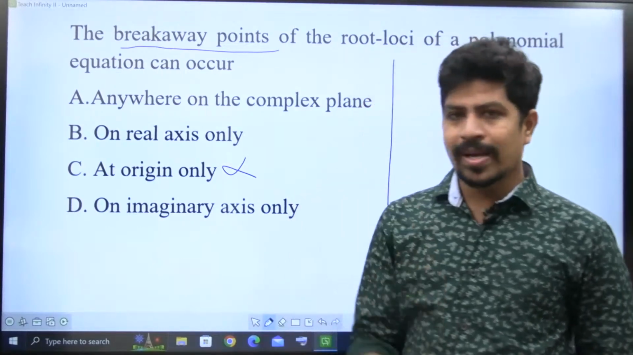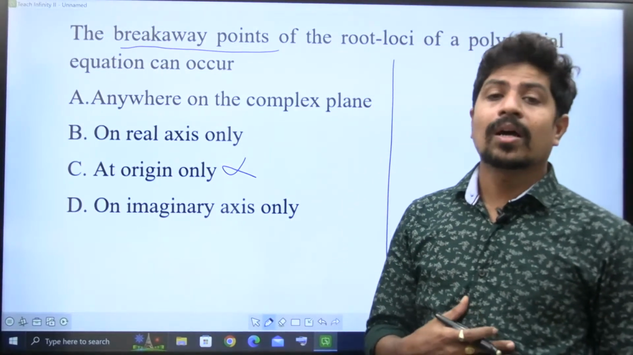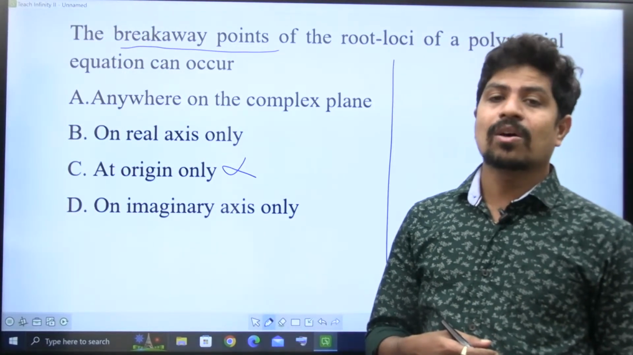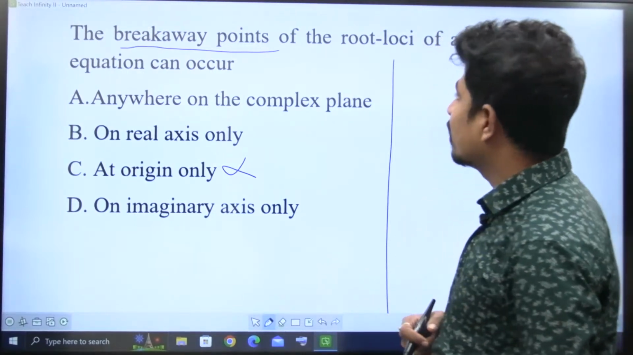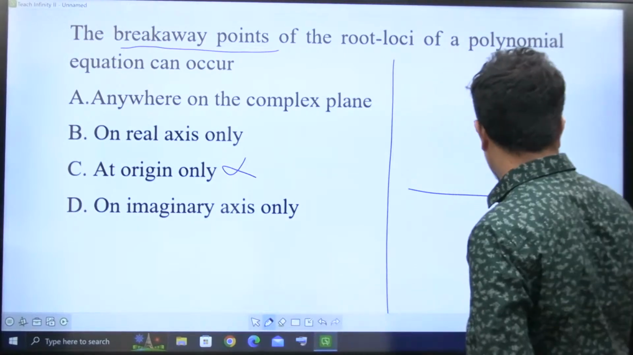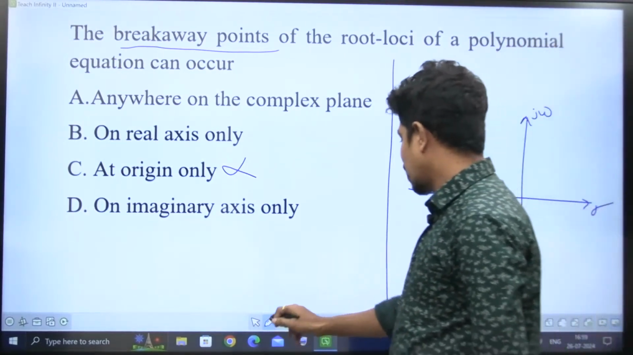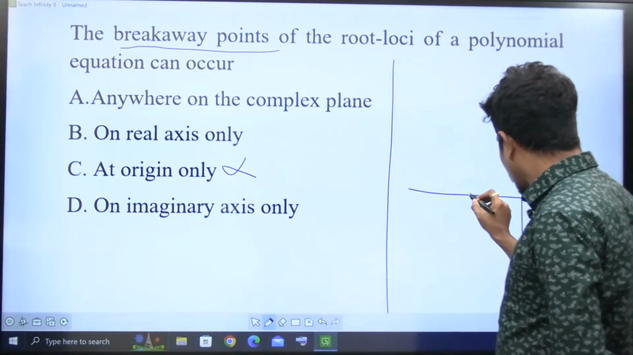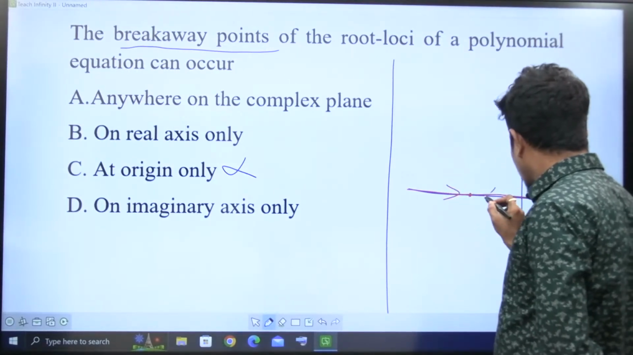Break point may be on imaginary axis, break point may be on real axis, break point may be in the complex plane. But for a breakpoint in the complex plane to exist, at least the order should be fourth order. See, this is sigma, the real axis, and this is j omega, the imaginary axis. Observe here carefully. Suppose for this one to be a breakpoint, the minimum number of branches required is 2. Therefore, breakpoint exists on real axis.